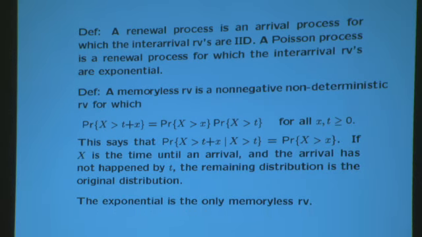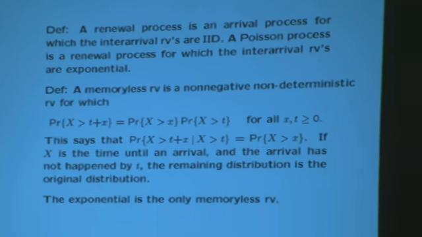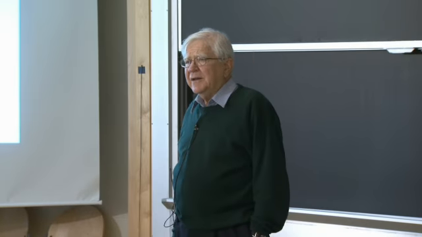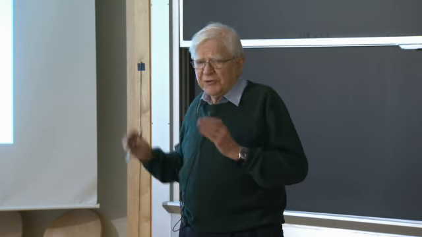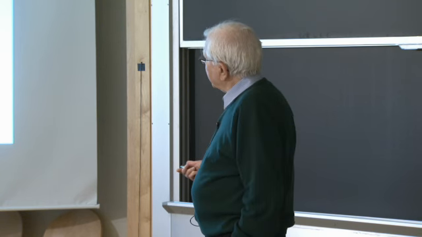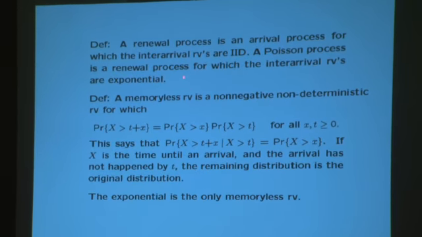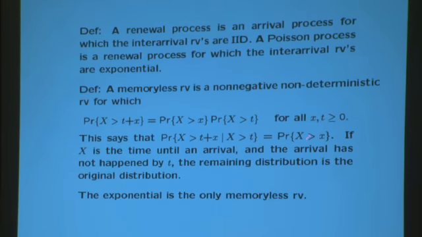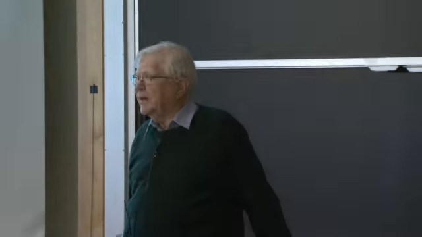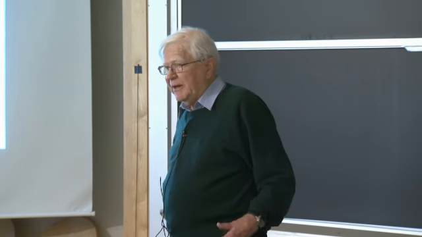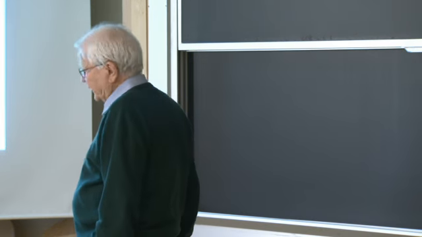How about a geometric random variable? A geometric random variable is memoryless if you're only looking at integer times. Okay? Here we're talking about times on a continuum. That's what this says. And if you look at discrete times, then a geometric random variable is memoryless also.